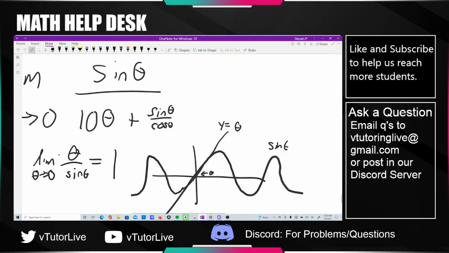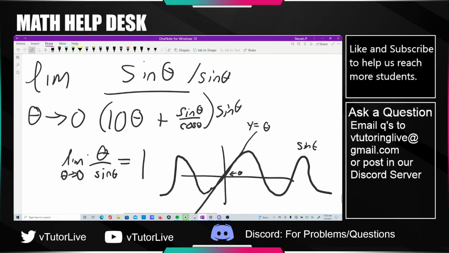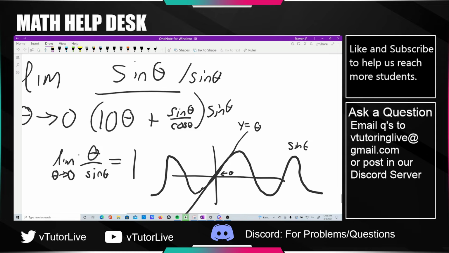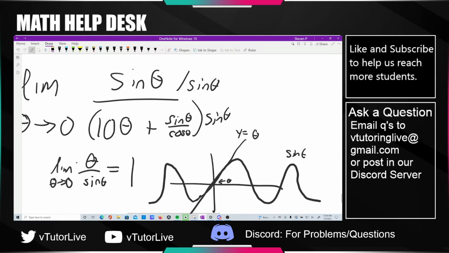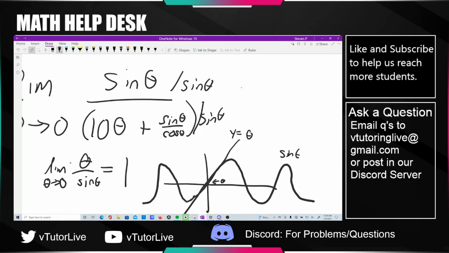So with that idea in mind, we just divide top and bottom by sine theta, and we can do this because although it's approaching 0, it's not quite 0. So we're never quite dividing by 0, right? And as long as we're not dividing by 0, dividing top and bottom by the exact same thing is allowed because that's just the same thing as 1. Are you okay with that?